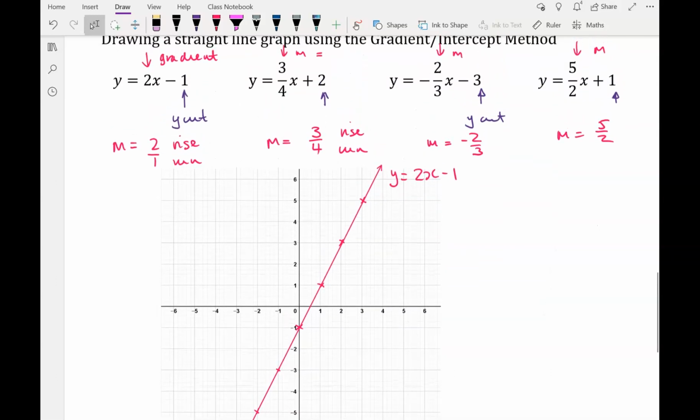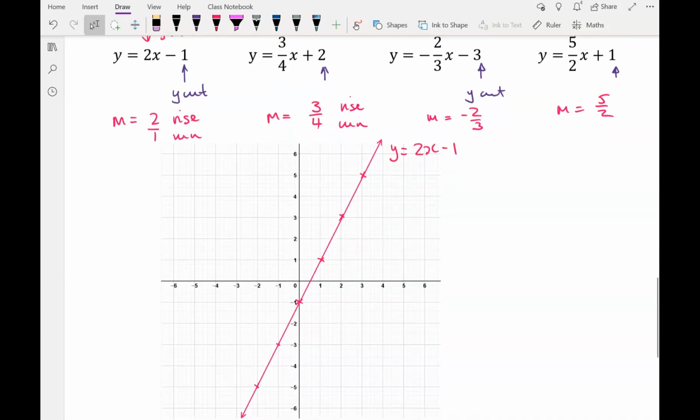The second example, well, that is y is equal to 3 over 4x plus 2. So I know that my y cut is at plus 2. It's going to be over here. So I've got 1 point on the line. In order to be able to draw the line, I only need another 2 points. So from this point, I'm going to go up 3 because my rise is a rise of 3. So it's going to go 1, 2, 3 up to 5. And then I'm going to go across 4. 1, 2, 3, 4.